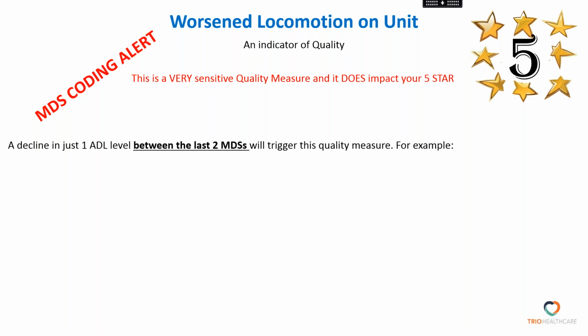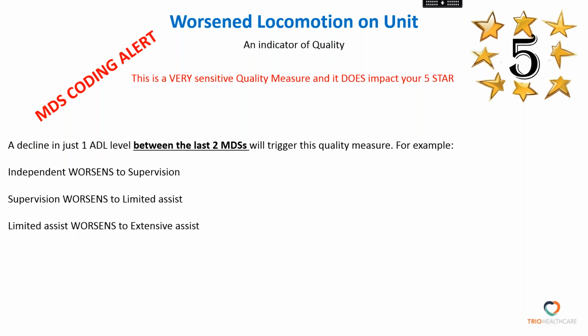So a decline in just one ADL between two of the last MDSs will trigger this quality measure. So for example, if we say the patient was independent on one MDS and then it worsens to supervision on the next, it's going to trigger. If we say they were supervision on one and it worsens to limited assist, it's going to trigger. Limited assist worsens to extensive, will trigger. Extensive worsens to total. So you can see that it's just one level up and it's going to trigger on your quality measures.